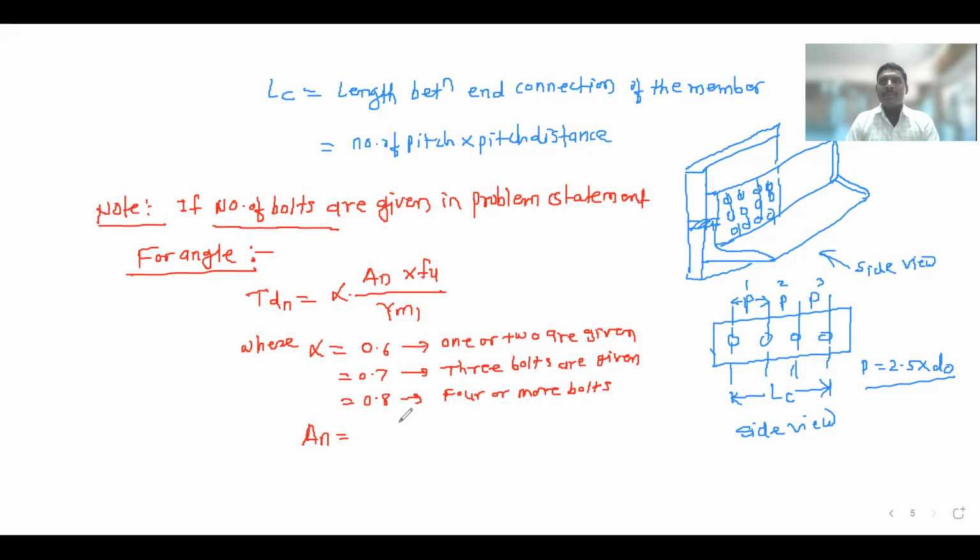This is given on page number 33, IS 800/2007. Now we have to calculate AN. So AN is calculated by the formula (AG minus DH) into T. This formula we have to use, (AG minus DH) into T.